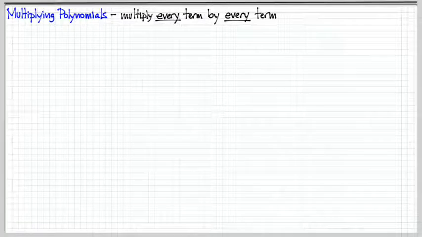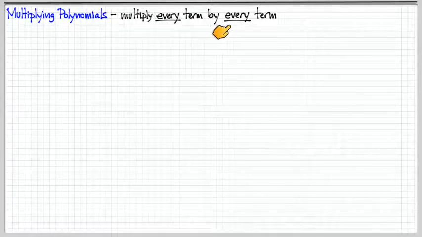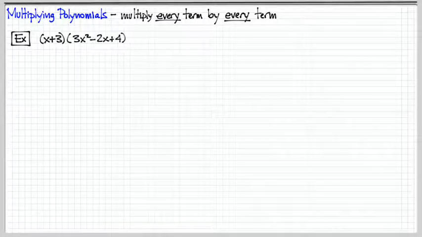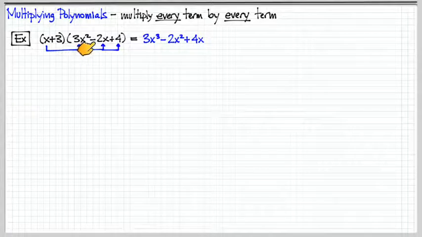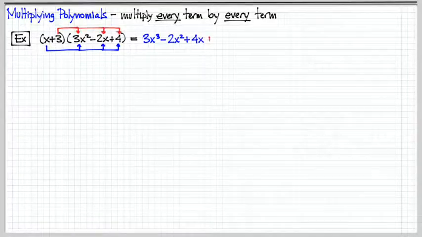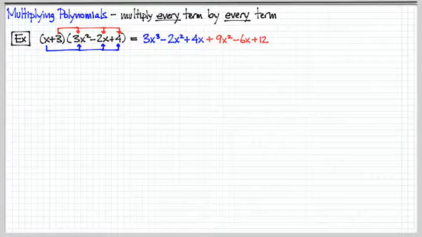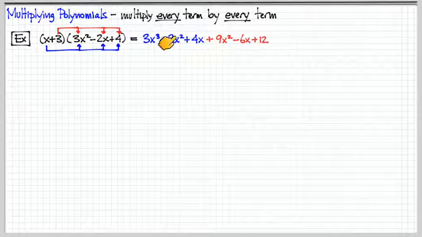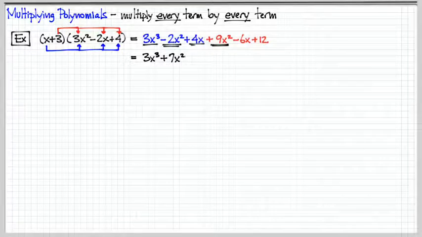Let's move on to multiplying polynomials. The key concept here: we multiply every term by every term of the polynomial. So I have two polynomials that I'm multiplying together here. What I mean by multiplying every term by every term: I'm taking x as my first term, multiplying it against every term there. Then I'm taking my next term, which is 3, and multiplying that to create 3 more terms. Then I add up my two polynomials, the one in blue and the one in red. I add them up by adding all the like terms, and I am done.